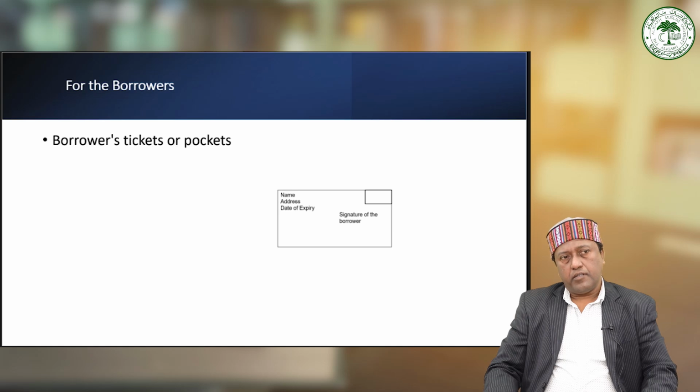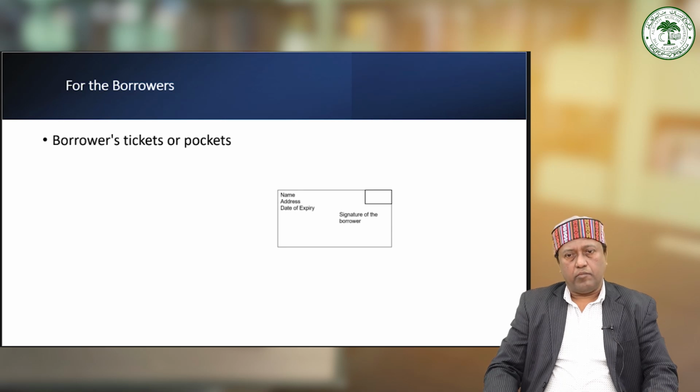Because the user has filled the basic registration form, if we want further information, we can look into the registration form, and then we can get the rest of the details also if we want. But otherwise, most of the information is already available on the reader's ticket.